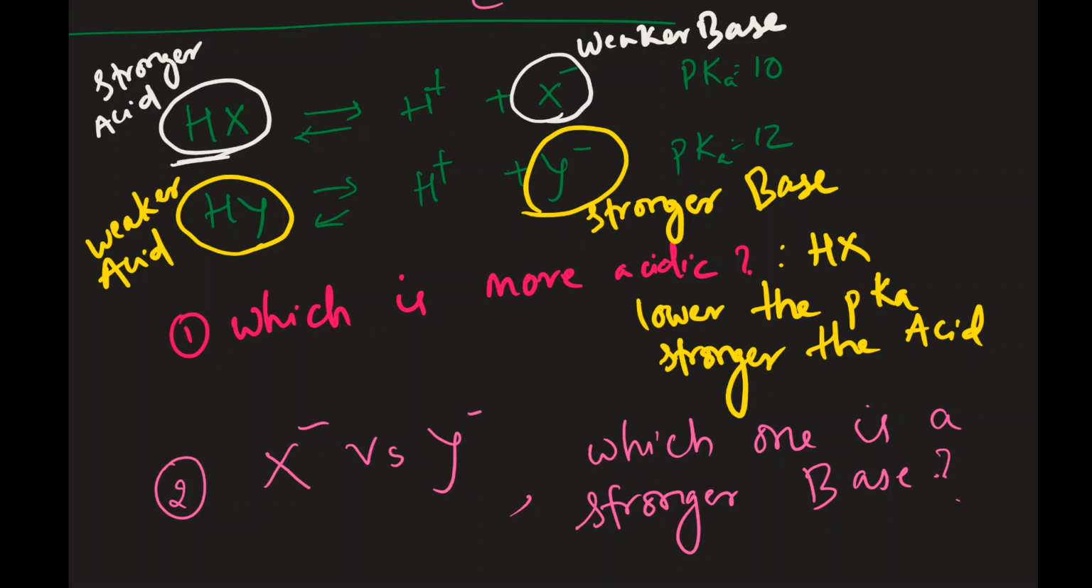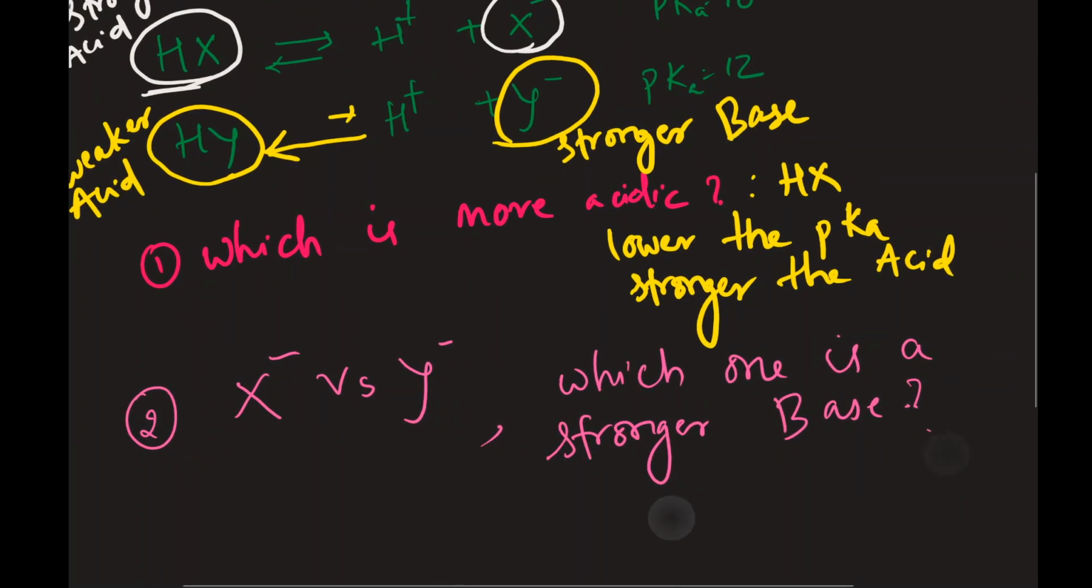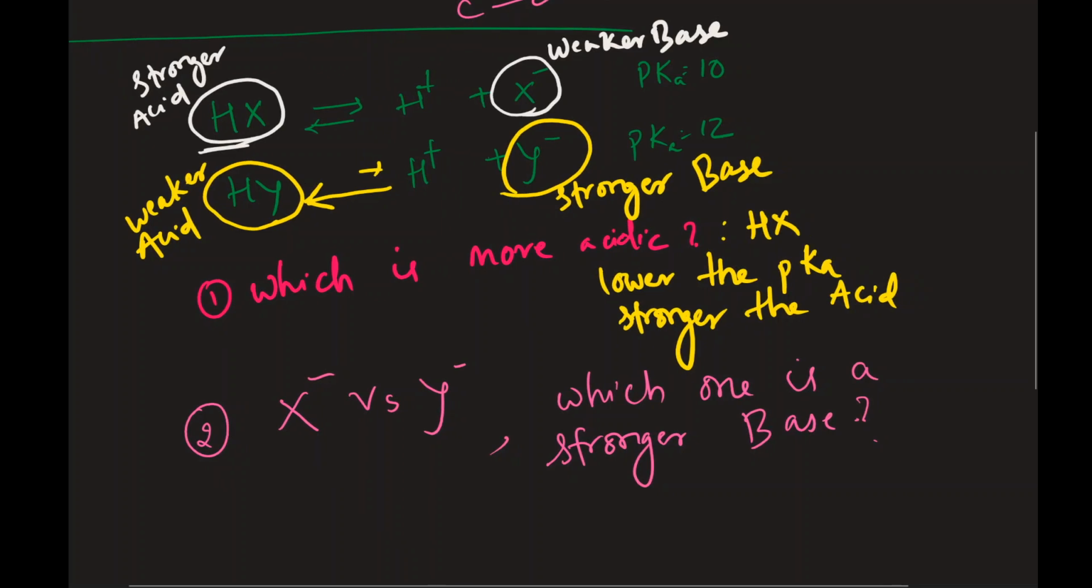If the acid is weaker, the equilibrium would be more biased towards the acid side, right? All right, so our answer for this question, which one would be our stronger base? Y minus.